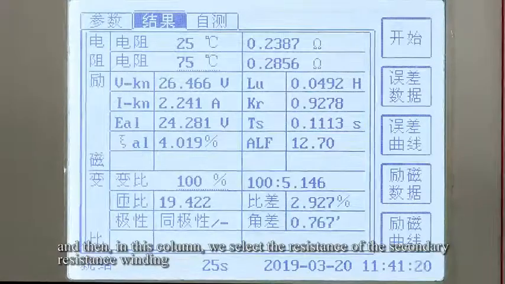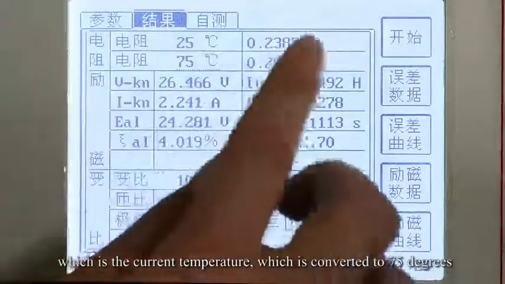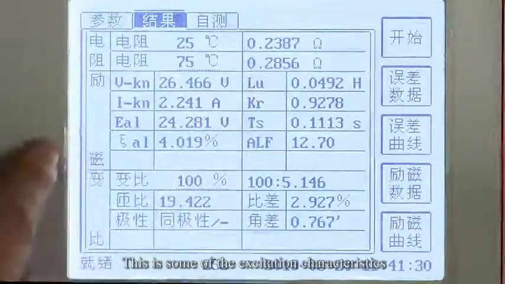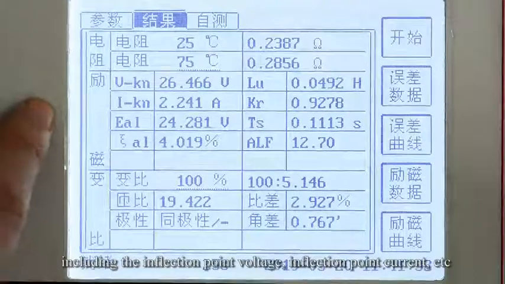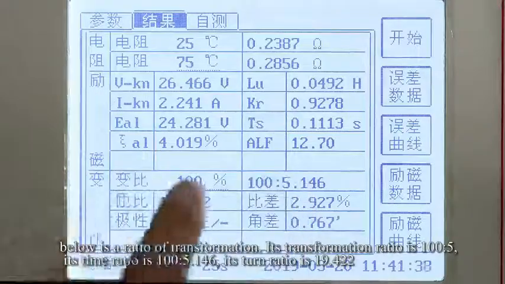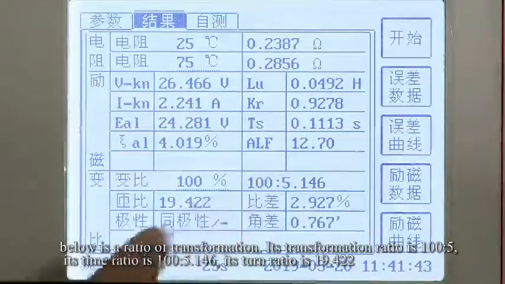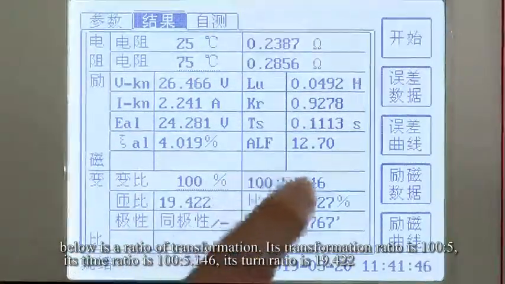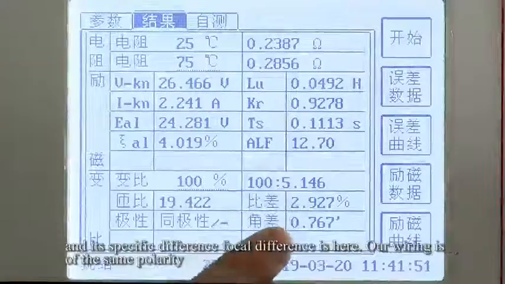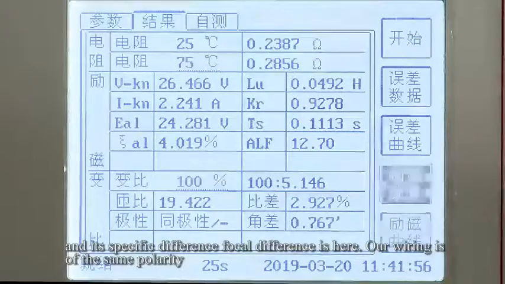And then, in this column, we select the resistance of the secondary winding, which is converted from the current temperature to 75 degrees. This is some of the excitation characteristics, including the inflection point voltage, inflection point current, etc. Below is the transformation ratio. Its transformation ratio is 100 to 5. Its actual ratio is 100 to 5.146. Its turn ratio is 19.4, and its ratio difference and angle difference are here, all of the same polarity.